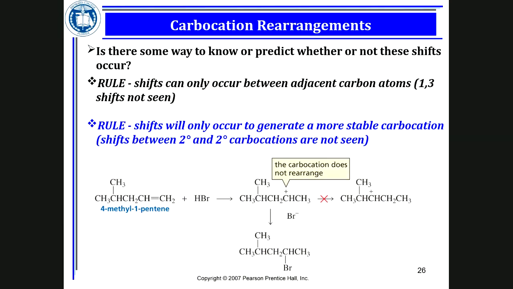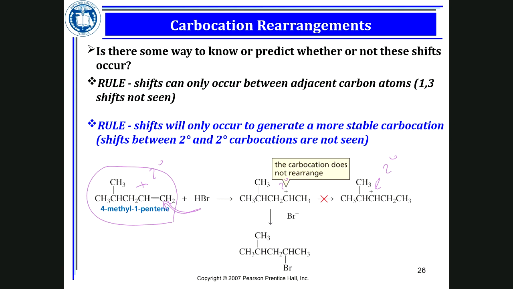Okay, before we look at the anti-Markovnikov, we are going to look at this reaction where rearrangement does not take place. So it's not always that rearrangement will take place when a carbocation forms. What is the degree of this carbocation? After hydrogen adds to carbon 1, the plus charge is on carbon number 2. This is a secondary carbocation.